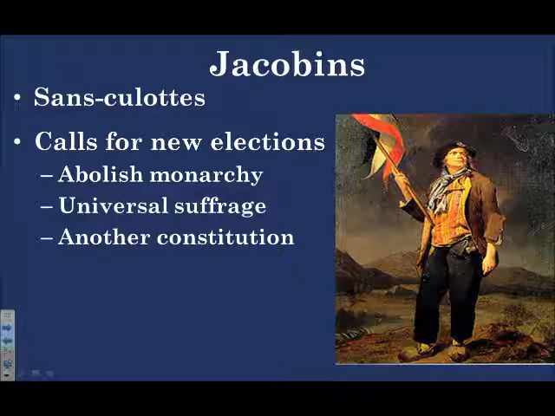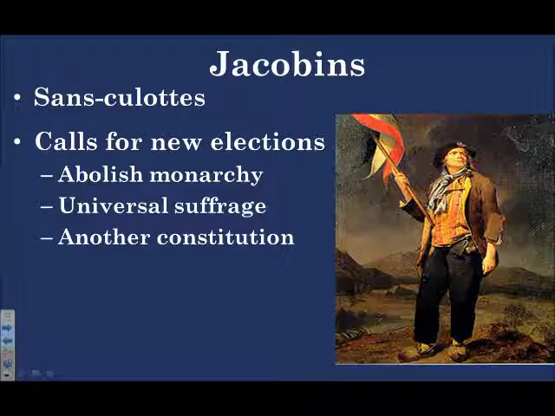and they say there should be new elections. The National Assembly, they were chosen to go to the Estates General, and they're all bourgeoisie. We want elections to choose a legislature that represents the real population. They also want to get rid of the monarchy. We don't like the monarchy at all. We want it to be purely a republic based on the representation of the citizens.